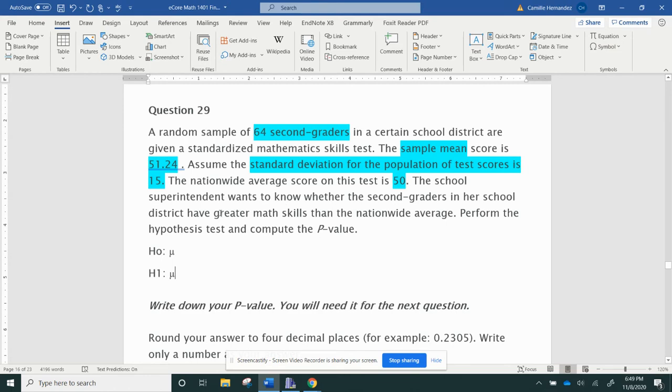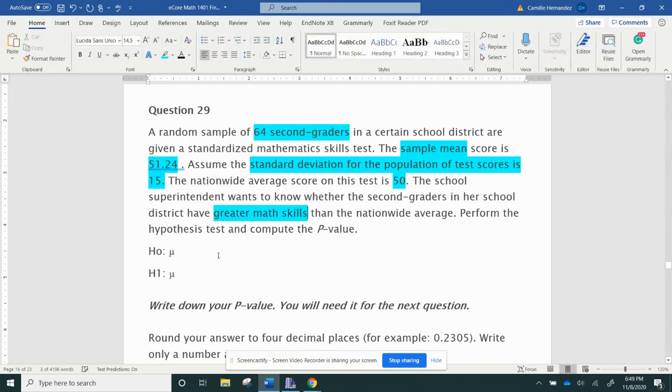All right, so she wants to know if they have greater math scores. So that's important because that's greater than or above, and I'm going to put this greater than 50, because she thinks they're above the nationwide average score. Don't worry about the sample stuff right now. Just worry about the average mean, the population mean, and the direction. Okay, so then that means this one equals 50.